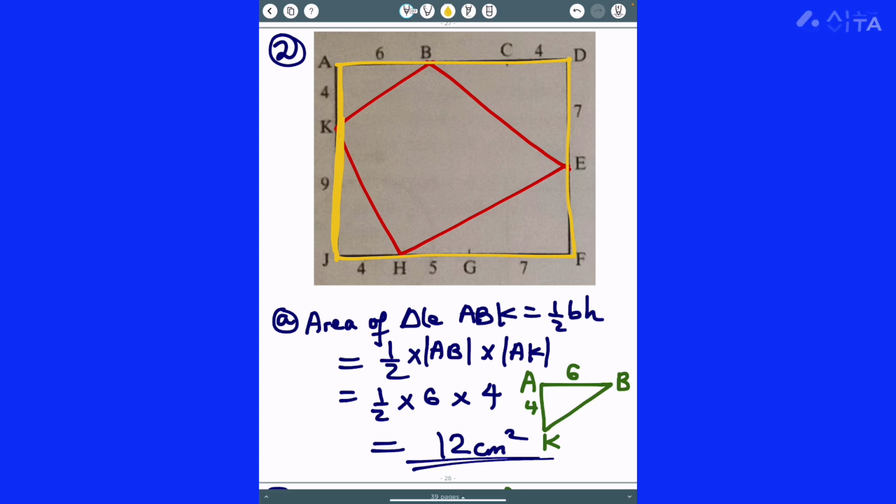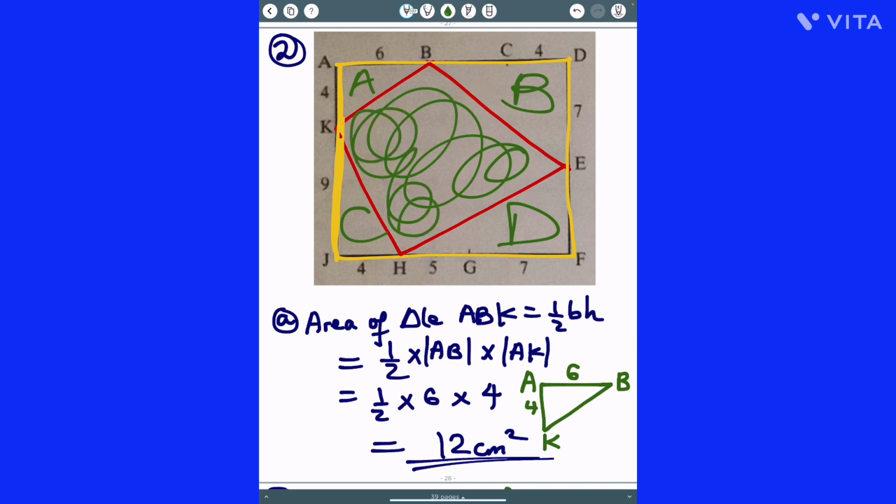So all I need to do is find the area of this big rectangle, the whole shape, then subtract the areas of triangles A, B, C, and D from the area of the big rectangle. I'll get what will be left in the middle, the area of the quadrilateral BEHK. So let's go ahead and do that.